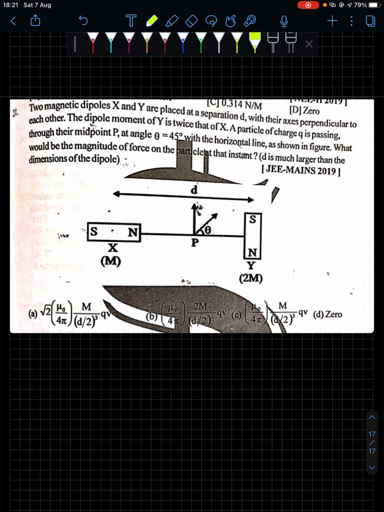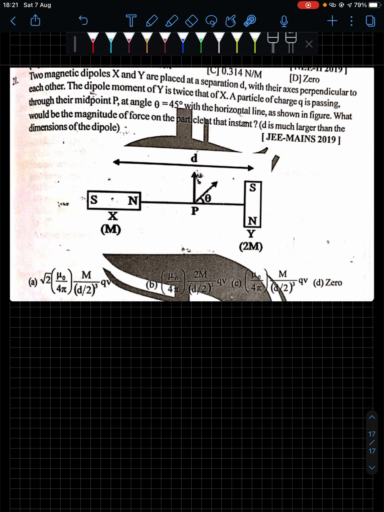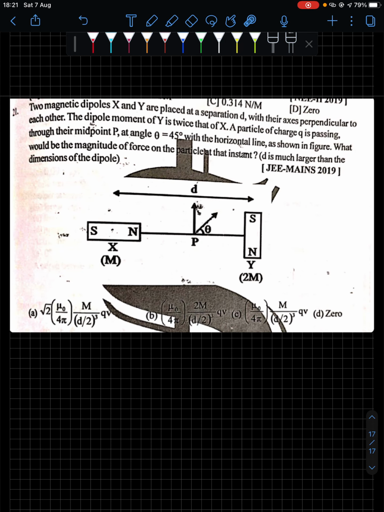The last question of the exercise from the classroom questions. Okay, so you have an interesting situation here. The question is saying that you have two magnets arranged in this manner. Now, a charged particle Q is passing through the midpoint P here, at an angle of 45 degrees with this horizontal line.